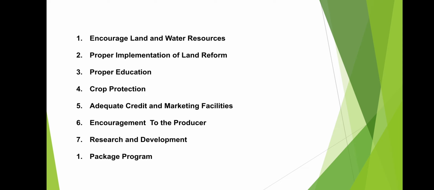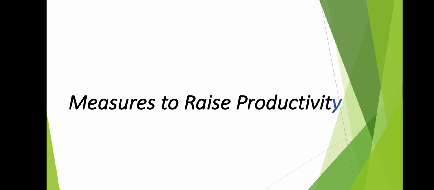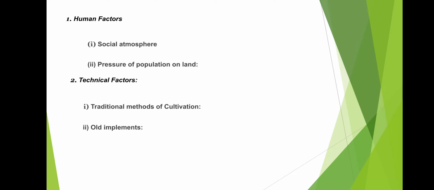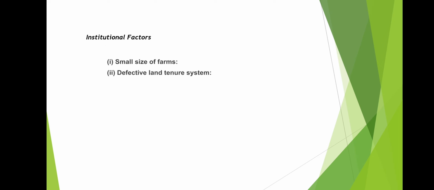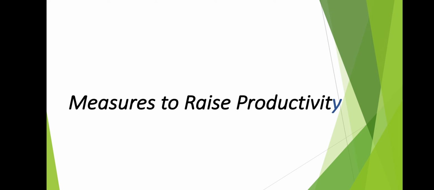So these are the measures. These measures actually support the enhancement of cultivable crops or agricultural output. So this is a chapter related to agricultural productivity, where we have seen the different aspects, that is the causes of the low productivity of agriculture in India, and similarly the measures to raise the productivity.